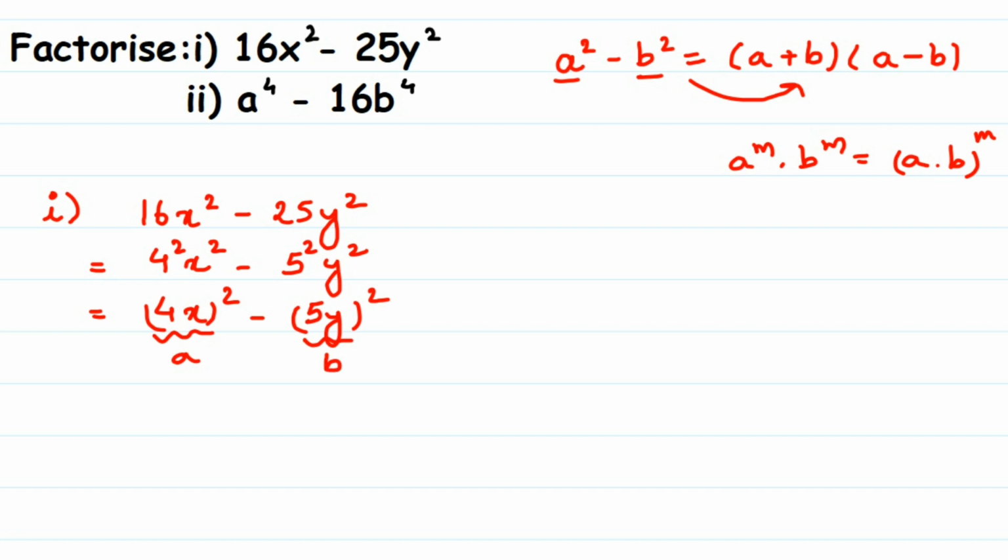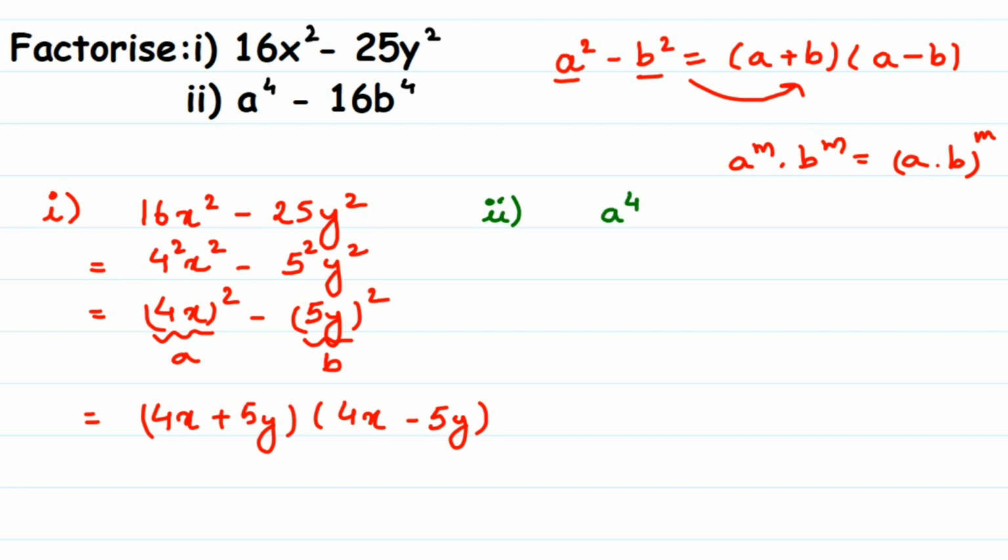Now if you observe this identity here, on the left side, a will be 4x and b will be 5y. So I'm going to substitute this into the right side of the identity, which is a plus b into a minus b. So a is 4x and b is 5y. So 4x plus 5y into 4x minus 5y. That's it. So this is the answer. This is the first question. You don't have to do anything else. You have to just identify what is a, what is b, and substitute in the identity.